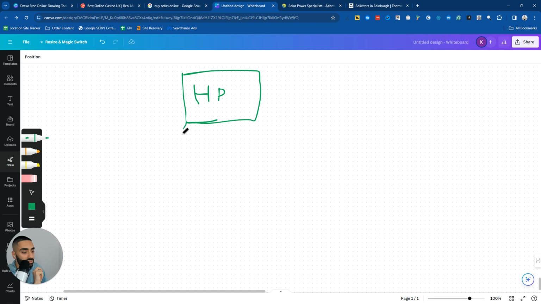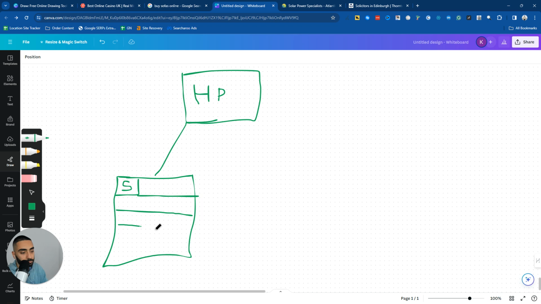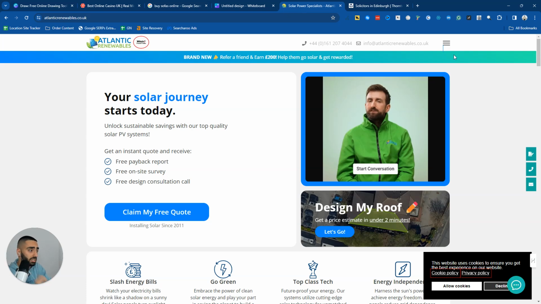Now the second part to this is what we want to be doing is setting up what's called a service page, right? So these are essentially pages for services that you offer. This could be 5 service pages or 15 service pages. It solely depends on what you do as a company, right?